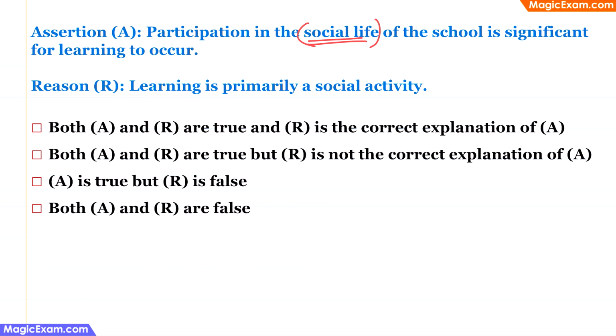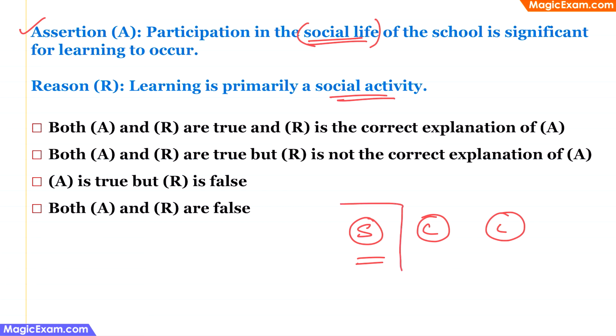process. Therefore, assertion A is correct, especially if you look at Vygotsky's theory, who talks about social interactions, cultural aspects, and linguistic aspects as the three major factors which affect learning. Therefore, social life is very important. Next, the reason R says that learning is primarily a social activity. This is completely in sync with Vygotsky's theory, which says that social interactions are very, very important in the learning process. Therefore, assertion A is correct.